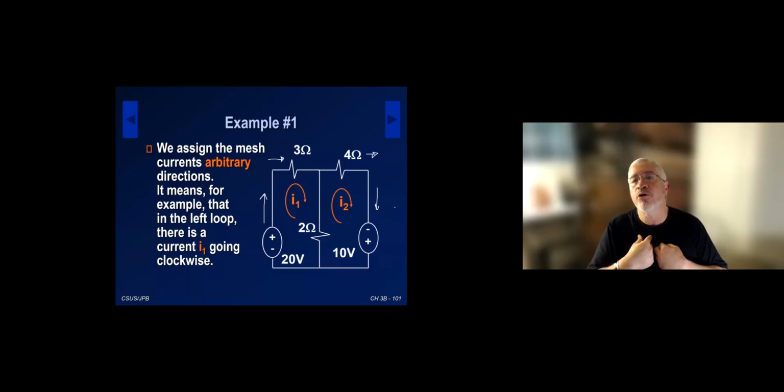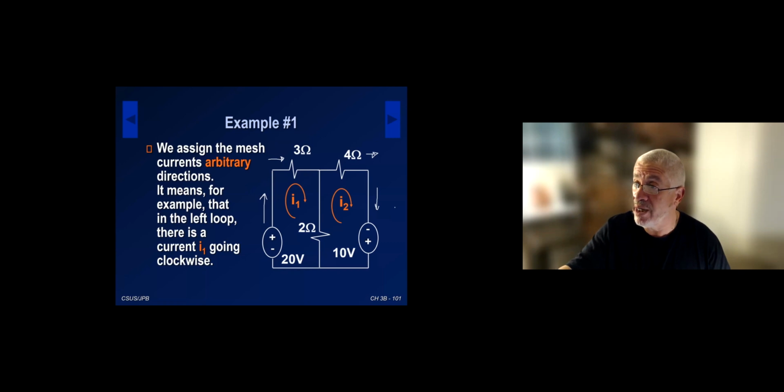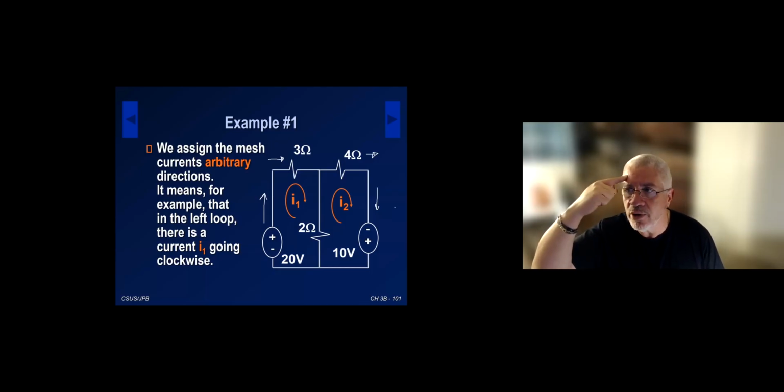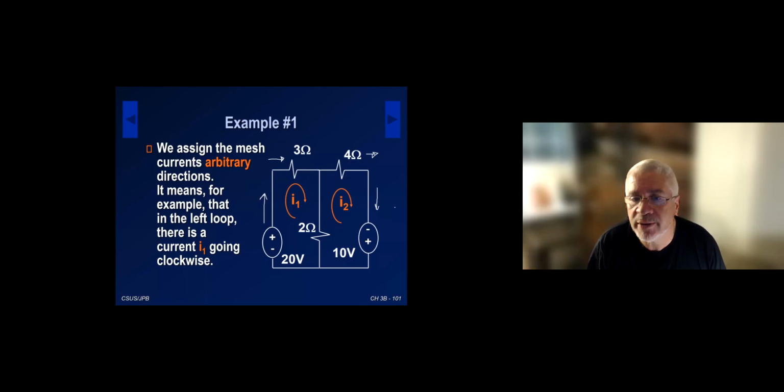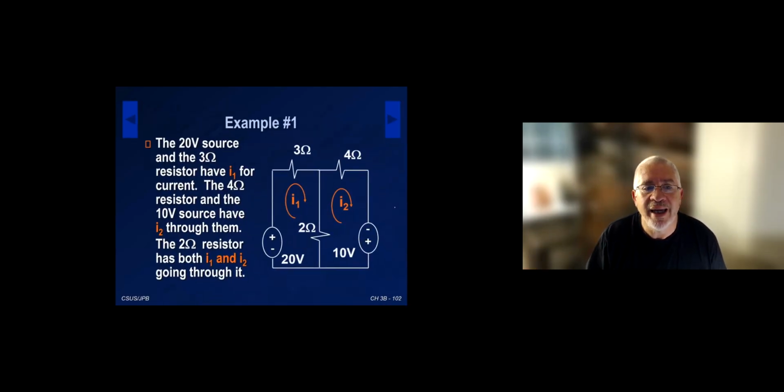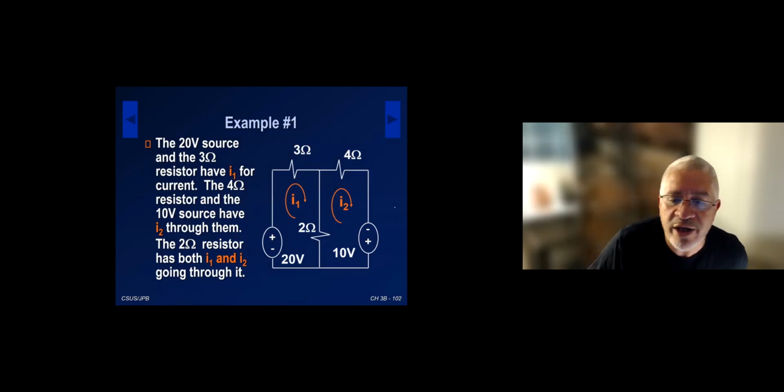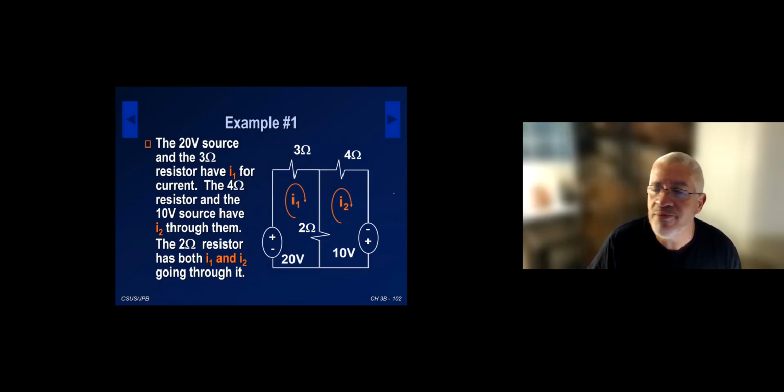The direction of I1 and I2 can be clockwise or counterclockwise individually. It's up to you. What I tell students, however, is to pick one direction so that you're not thinking about where the current is and how it's going. I tend to pick one direction for all the currents, but strictly speaking, you can pick them individually. It's quite correct.